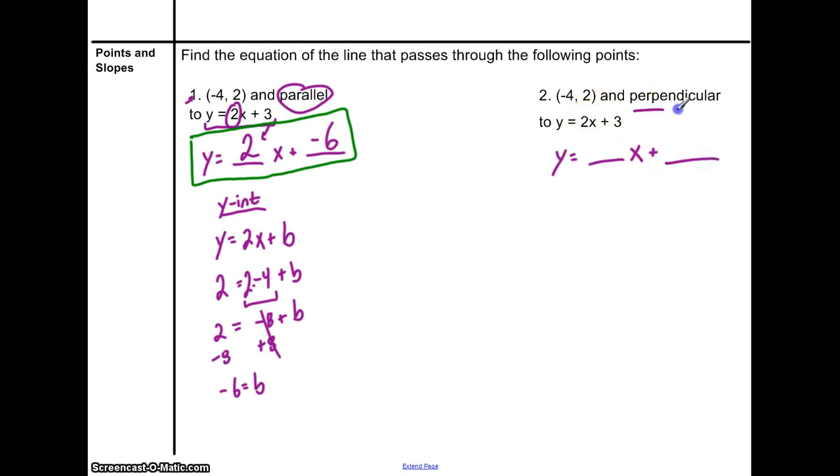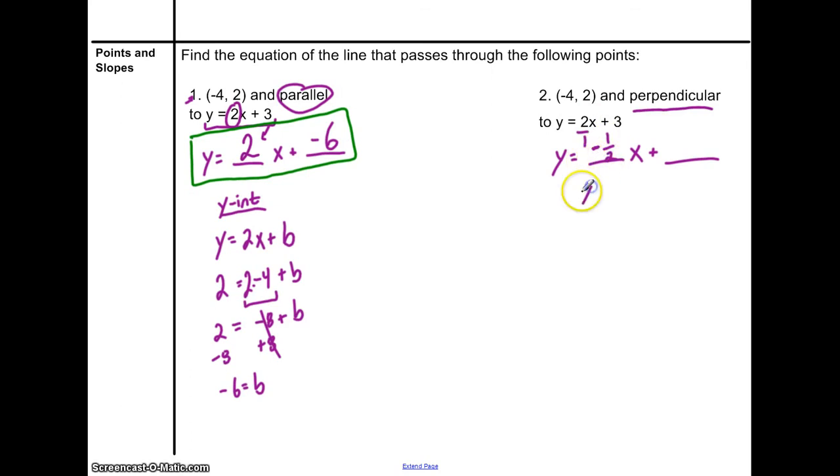Now, for perpendicular lines, we won't use the same slope as this line. We'll use the opposite reciprocal slope. So remember, 2 can be 2 over 1. And so the opposite slope, this is positive, so we'll have to have our perpendicular slope be negative. And the reciprocal, flipping that fraction over, that'll be 1 over 2, or 1/2. So my slope will be -1/2 x.